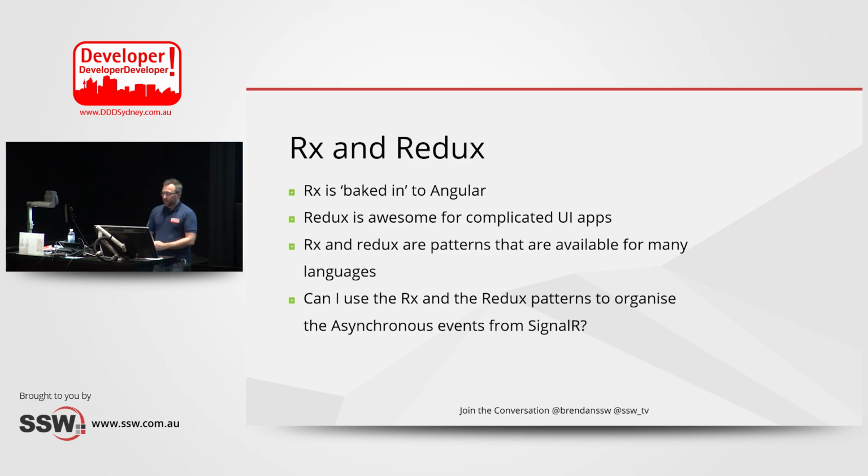Okay, so a quick recap on Rx and Redux. Where I first encountered the Rx patterns, it was in Angular, and Rx is baked in. It's there in the library. If you change the URL, if you change a form field, if you change things in the router, then it raises events. And the Redux pattern is awesome for complicated UI apps because it really constrains the flow of data. It also introduces a bit of complexity. It introduces a lot of boilerplate code because you're now having to write actions and effects and reducers. But it means that you're not dealing with that mutable soup.